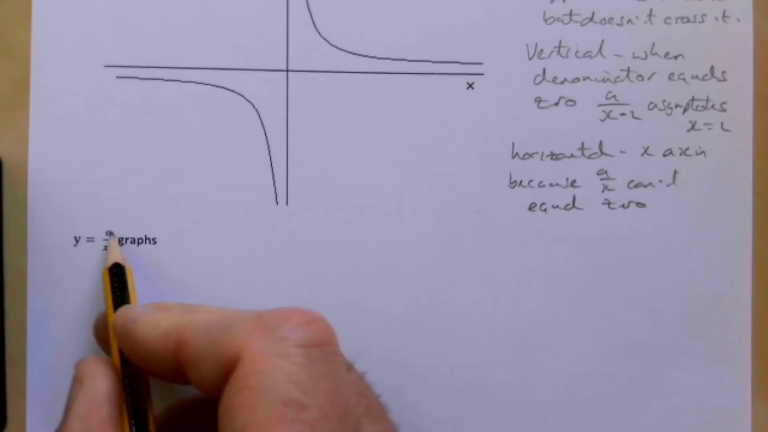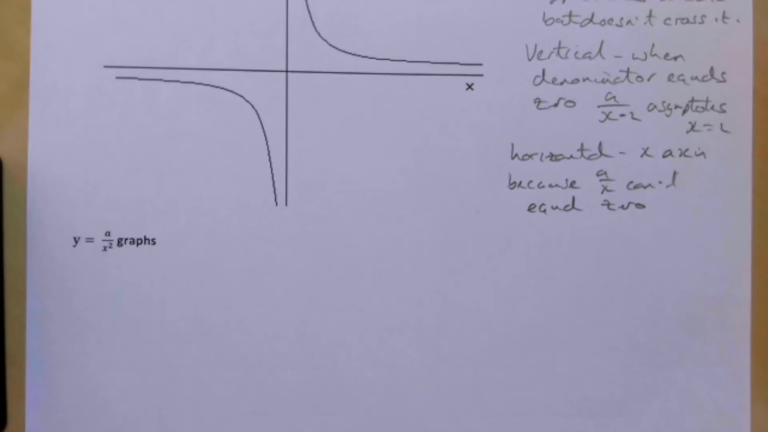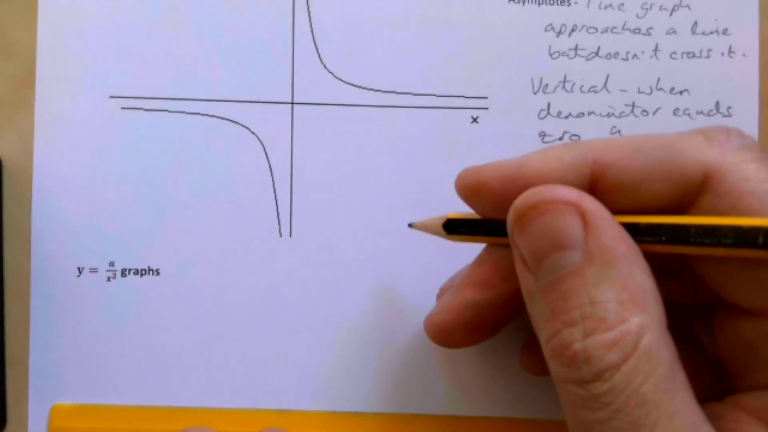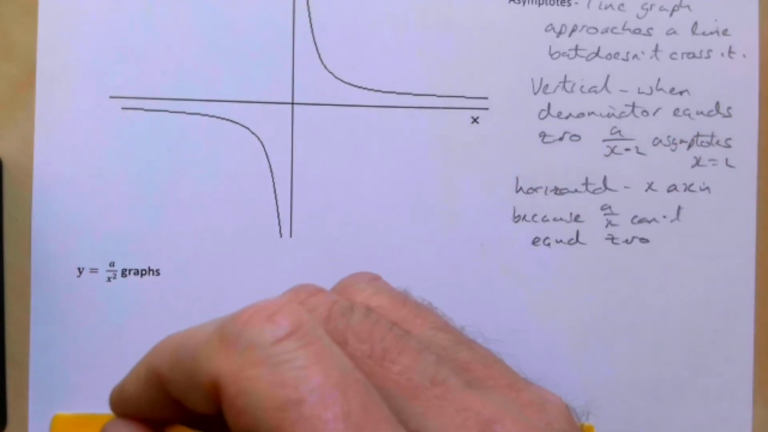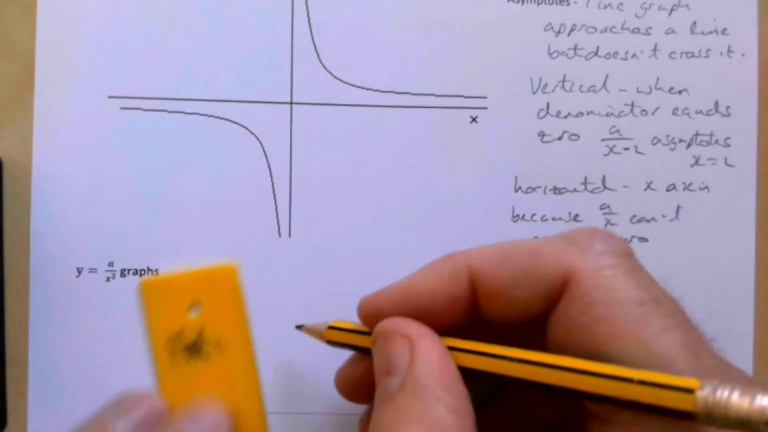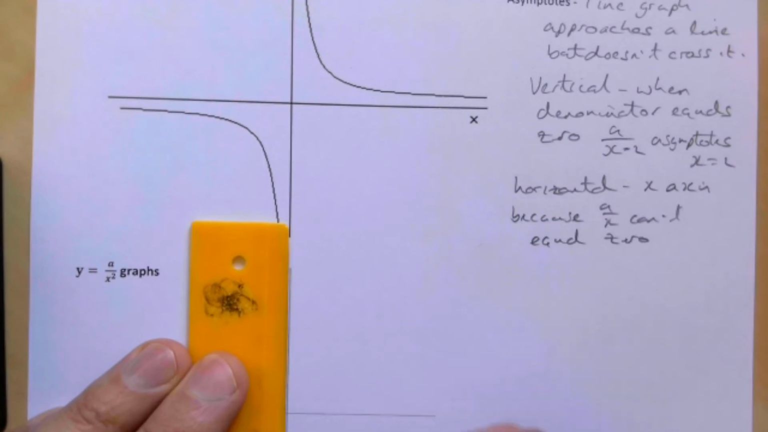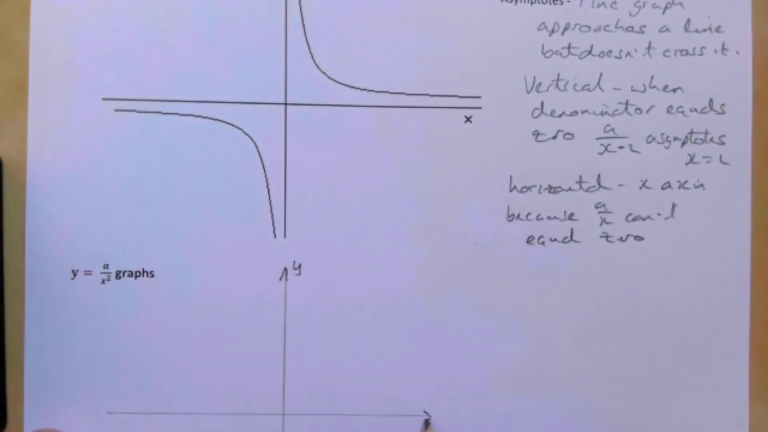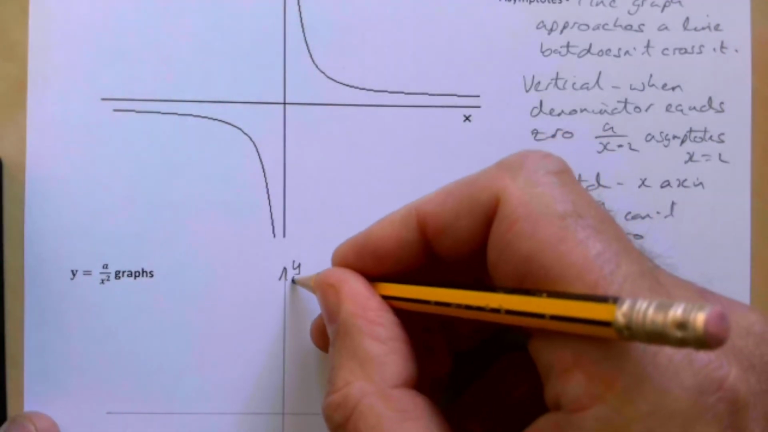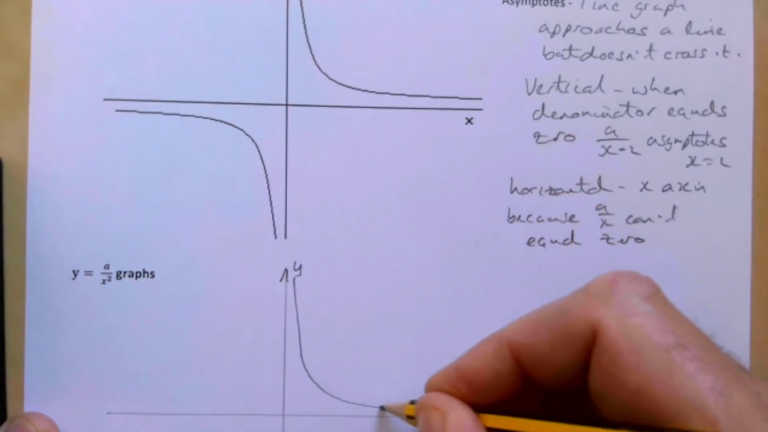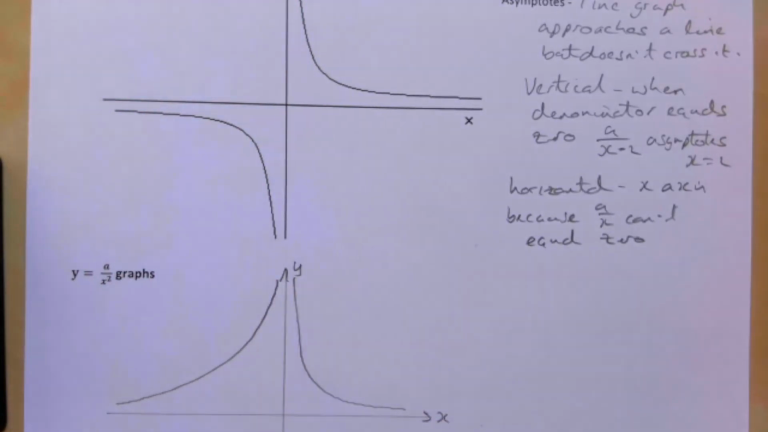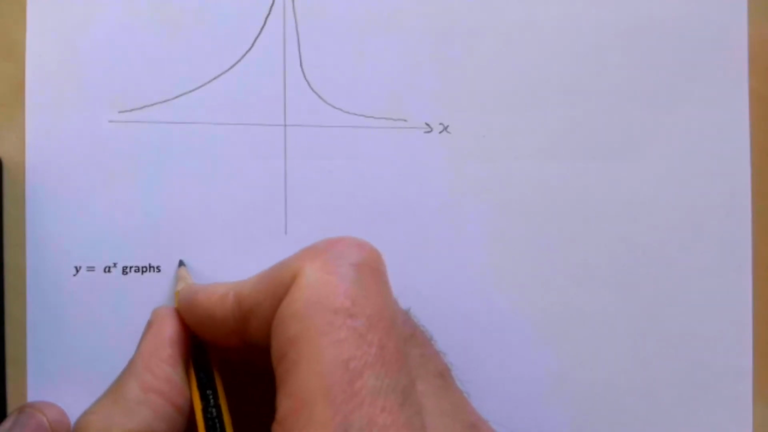In terms of a y equals a over x squared graph, it is a similar look, but effectively this gets reflected up to here. So just a very quick sketch of that. Asymptote going this way, and then asymptote going this way.